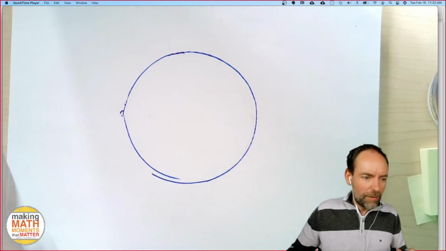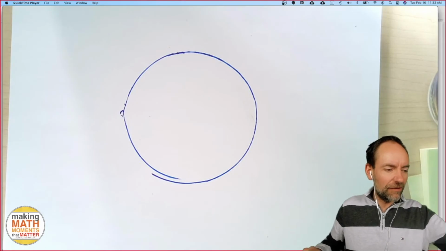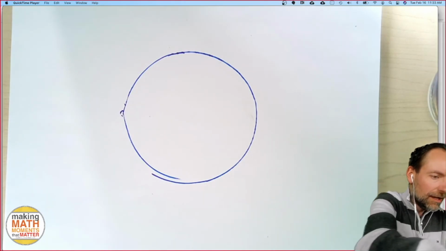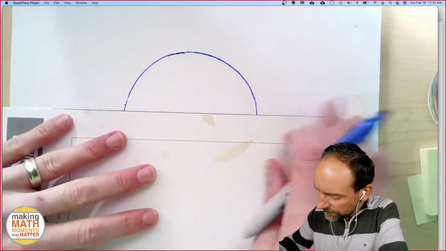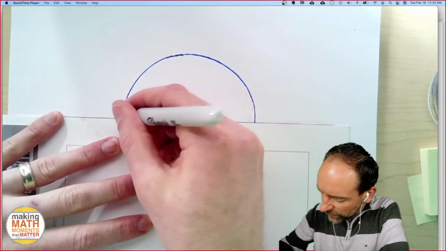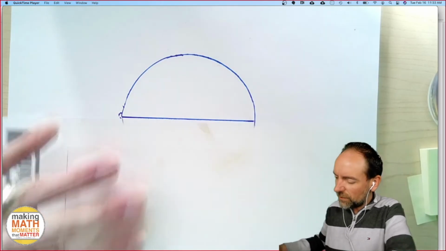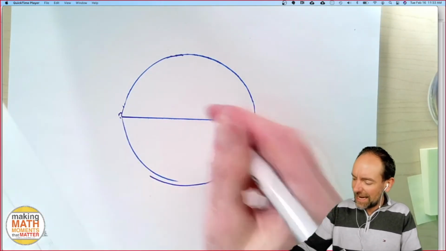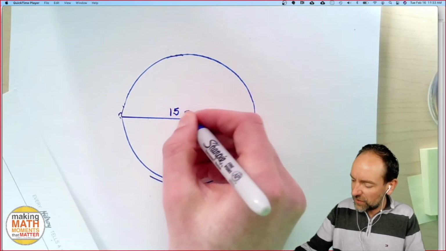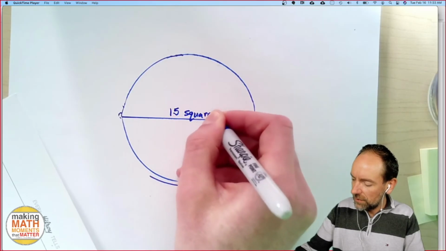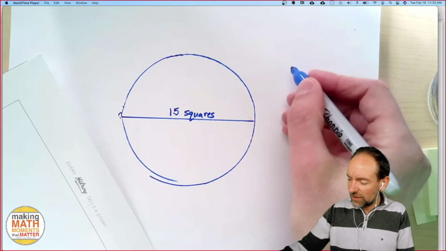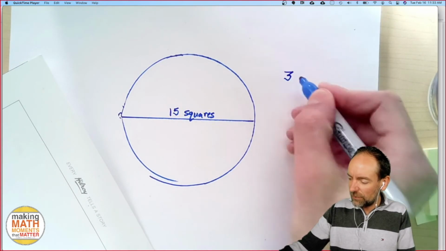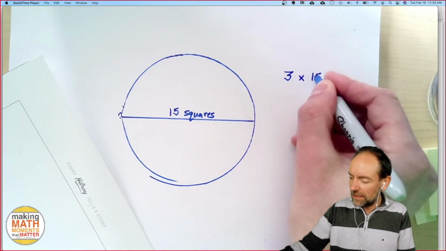But I want to go back to what you just shared, which I think is fantastic. You took your thinking from before and you're like, wait a second, it's going to take 3 of these diameters, 3 of these 15 squares, in order to get all the way around, plus a little bit. So what I think I heard you say was that it was like 3 groups of 15 squares.